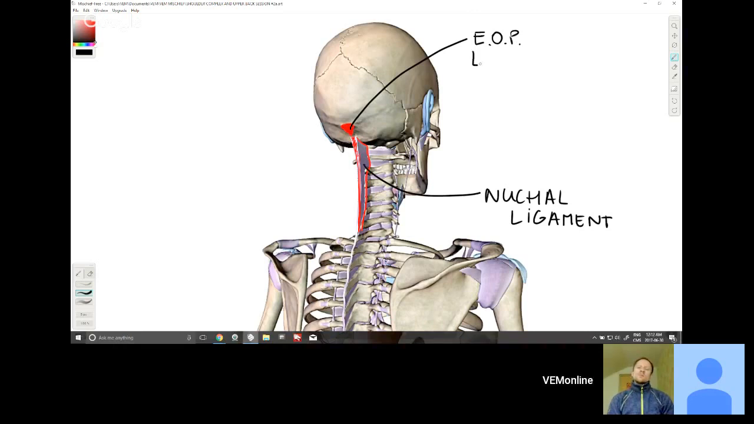EOP. External occipital protuberance. EOP in short. And we can also see nuchal lines, superior and inferior nuchal lines right there.